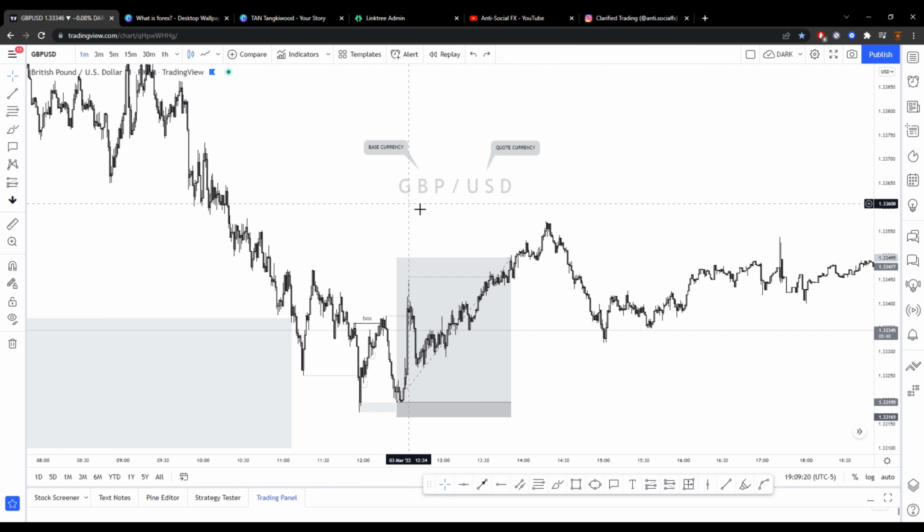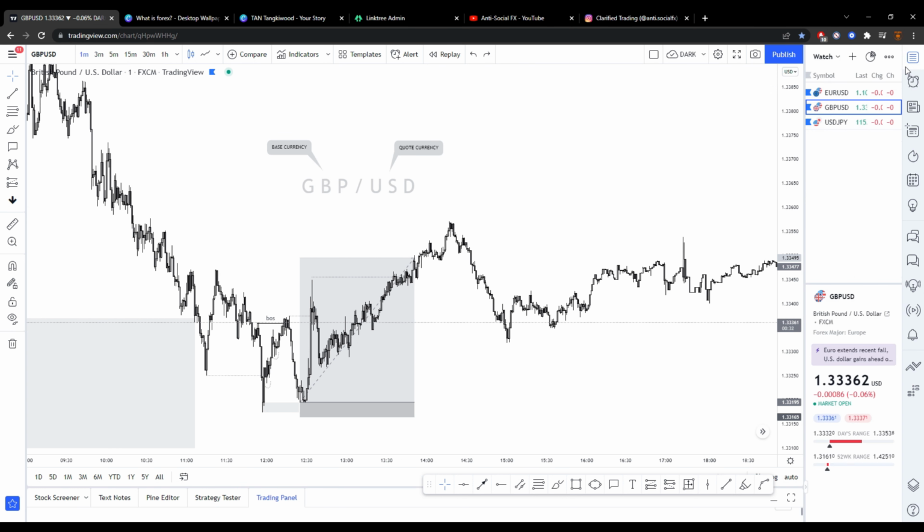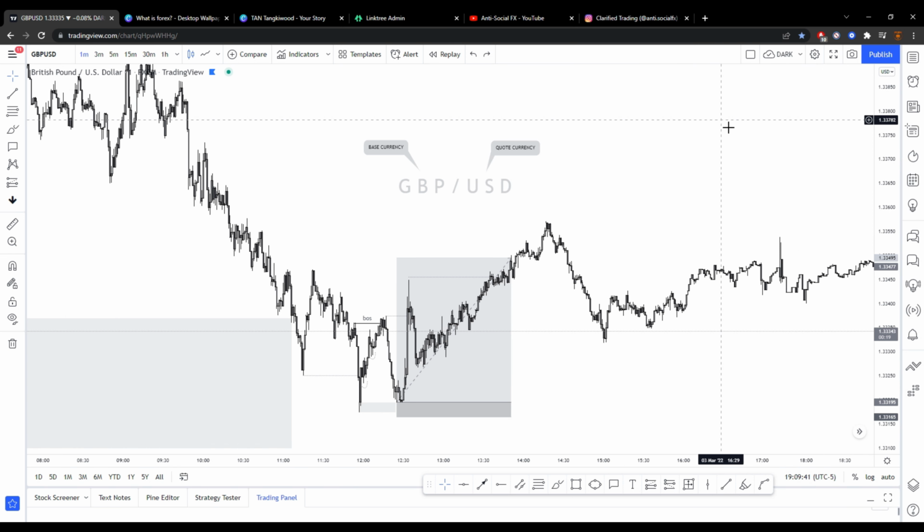GBP is going to be the base currency, and the secondary currency, or the quote currency, is going to be the US dollar. There's a few variations of pairs that you could trade. Right here on my watch list, I have USD JPY, which is the US dollar against the Japanese yen. I have Euro USD, which is the euro against the US dollar. You could trade CAD JPY, CAD NZD, the New Zealand dollars. There's multiple variations that you could trade in the Forex market.